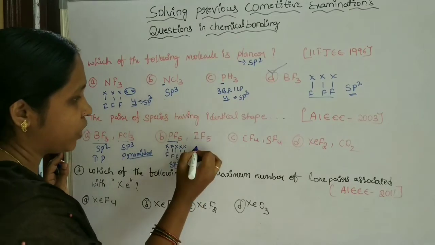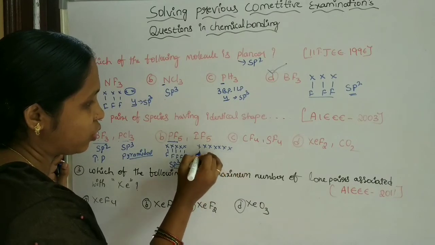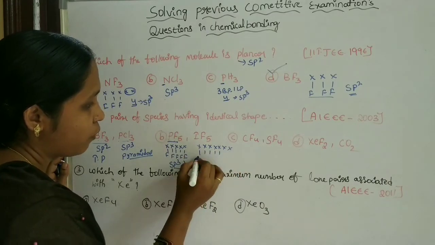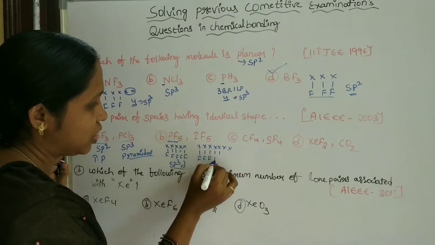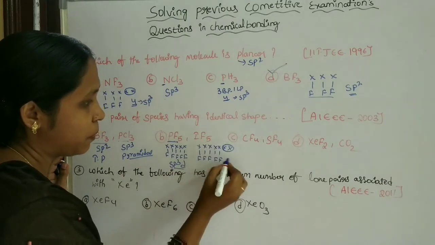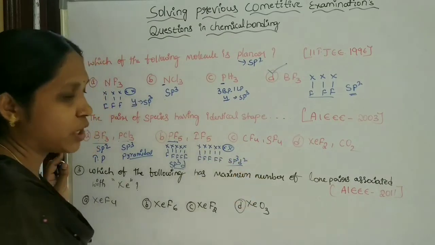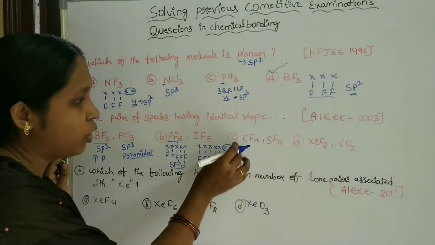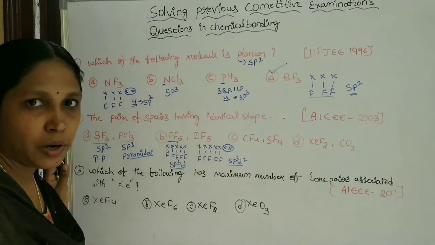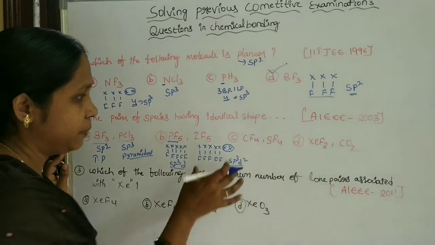And IF5. Iodine is a 7th A group element, so it has 7 single electrons. Of those 7 electrons, 5 are involved in hybridization and form 5 bonded pairs, and 1 lone pair. 5 plus 1 is 6, which means the hybridization is sp3d2. Due to 1 lone pair, the molecule has a square pyramidal shape.